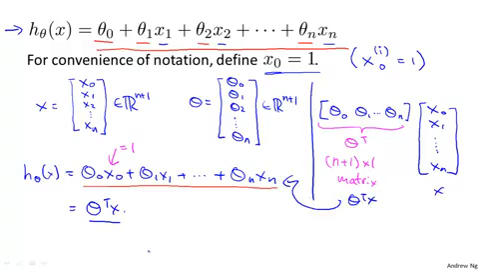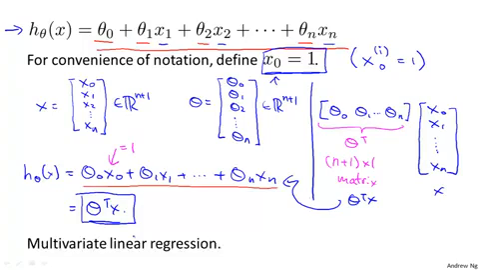This gives us a convenient way to write the form of the hypothesis as just the inner product between our parameter vector theta and our feature vector x, and it is this little bit of notational convention that lets us write this in this compact form. So that's the form of our hypothesis when we have multiple features. And just to give this another name, this is also called multivariate linear regression. And the term multivariate is just a fancy way of saying that we have multiple features or multiple variables with which to try to predict the value y.